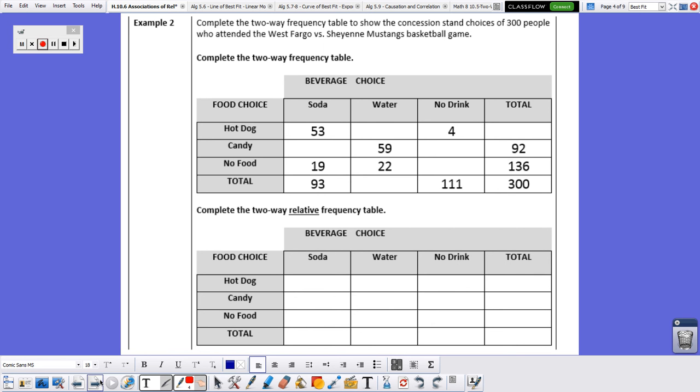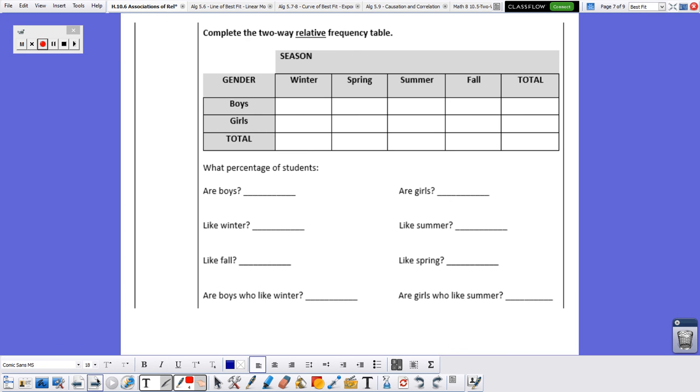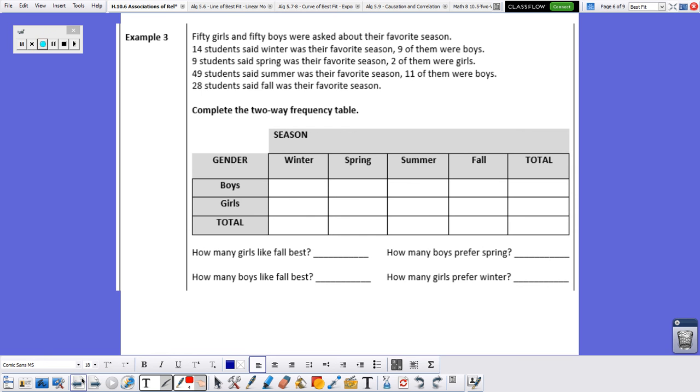And rather than doing example 2 and just filling in our table, we're going to go ahead and do example 3, because example 3 gives us a two-way table we have to complete from the information given. Okay, so 50 girls and 50 boys were asked about their favorite season. Whoa, that's important. 50 girls, that's a total. 50 boys, that's a total.